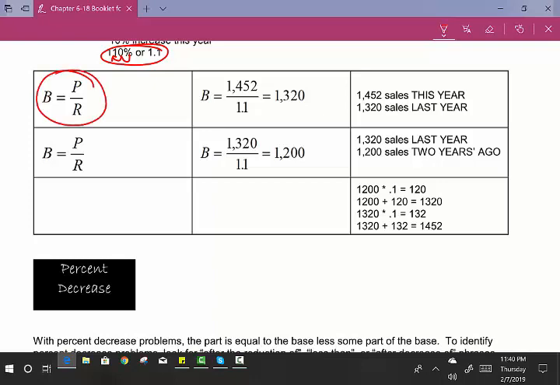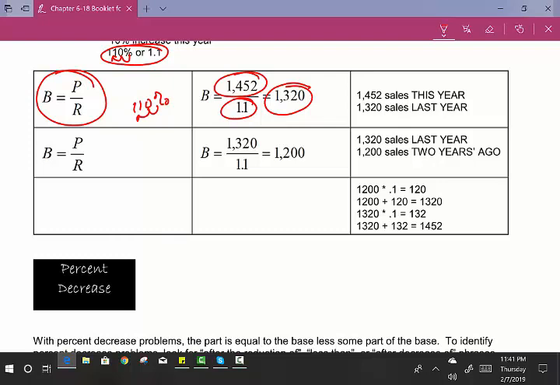We sold 1,452 units. We're going to divide that by the rate of 100% from last year plus a 10% increase, which gives us 110%, and then move the decimal point 2 places to the left to give us 1.1. So that's 1452 divided by 1.1, which equals 1320, and the 1320 is last year's sales.